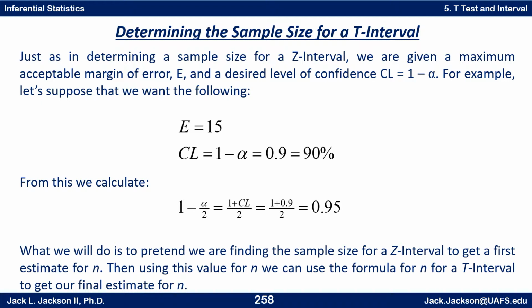So what we want to do is pretend that we're finding a sample size for a z-interval to get a first estimate for n. Then we'll use this value for n in the formula for a t-interval to get our final estimate for n. So sort of a two-stage process.